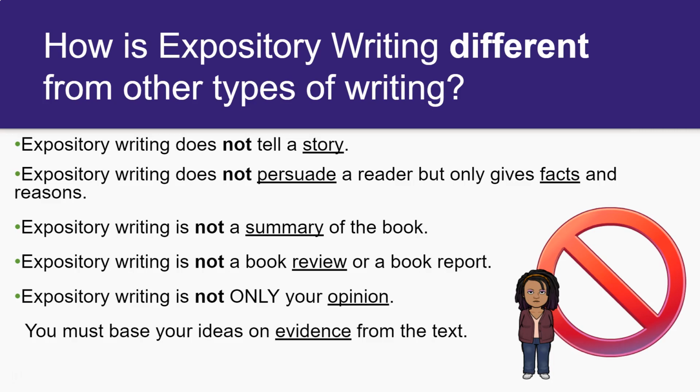How is expository writing different from the other types of writing? Well, it's not going to tell a story. That's a narrative. It is not going to persuade a reader. It's only going to give facts and reasons. It is not going to summarize the book. It is not a book review. It is not only your opinion. You must base your ideas and evidence on the text.